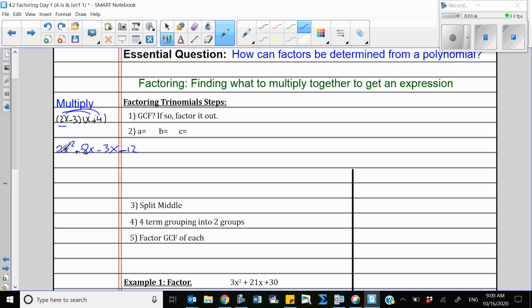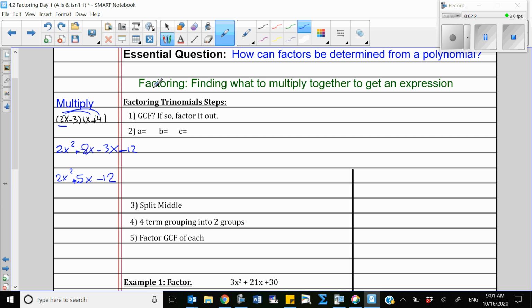2x squared is alone, so I can just write it down here. Then, do I have any other like terms here? Yes, 8x and negative 3x are like terms, so I can combine them. 8 and negative 3 is 5. So this will be positive 5x. And then negative 12 is alone here, so I'm just going to write negative 12. So that's how I multiply them. Now I'm going to learn how I can go backward and find the factors if I already have this expression.